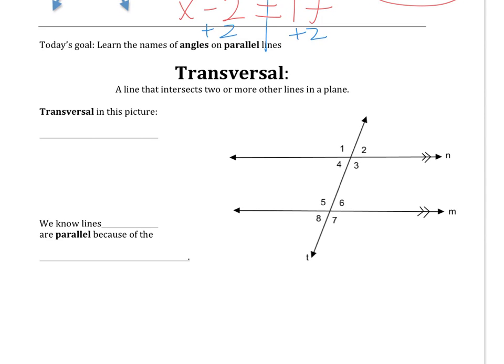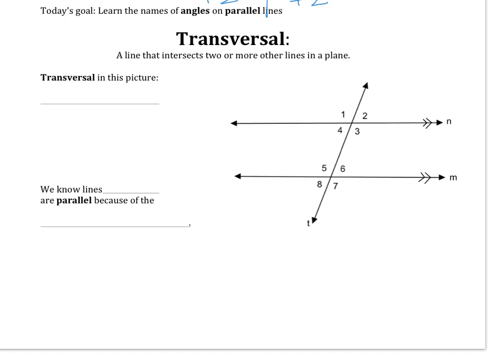Today's goal, we want to learn the names of angles on parallel lines. So the first word we're going to learn about is called a transversal. And it says right here the definition, a line that intersects two or more other lines in a plane. So the transversal in this picture is going to be this line that cuts through these two parallel lines.